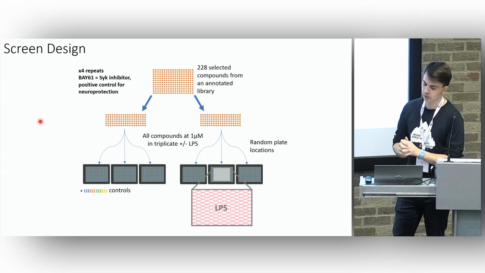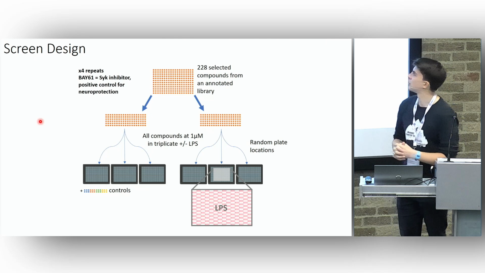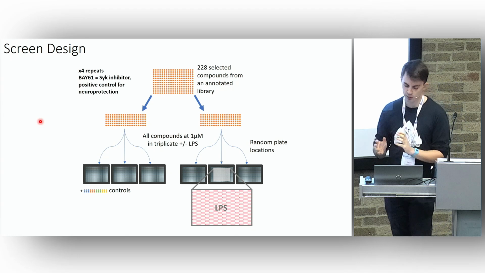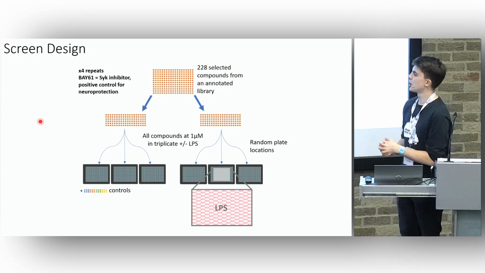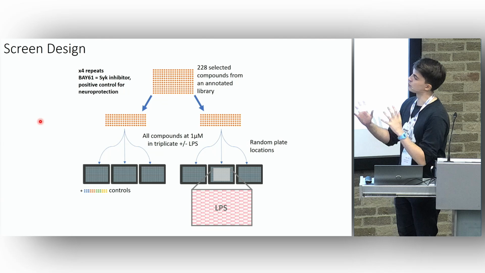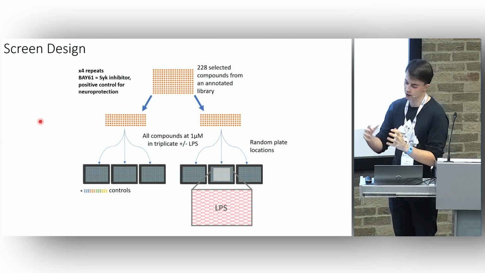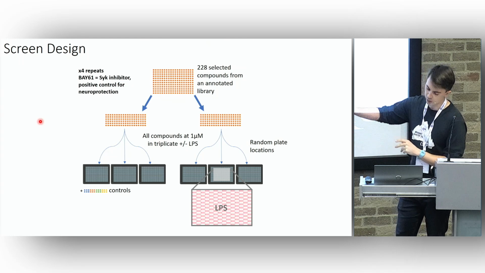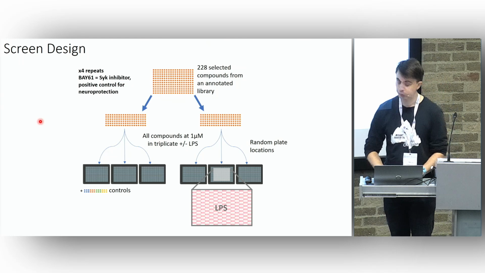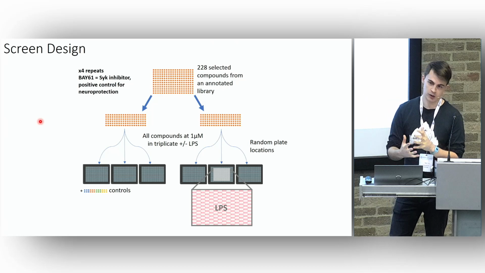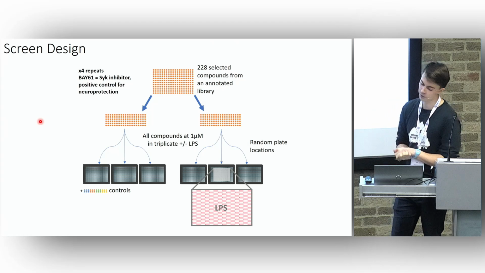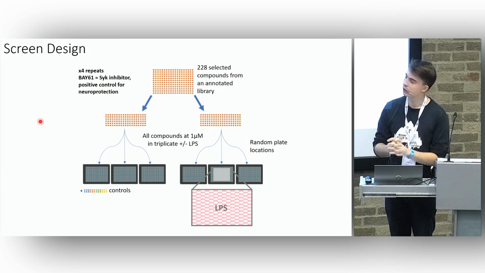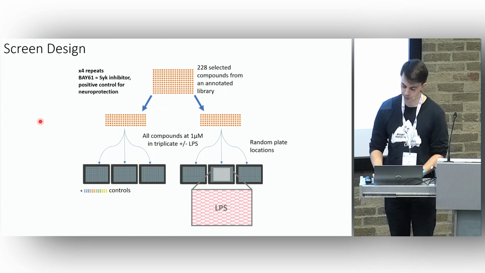So we selected just over a couple hundred compounds from this library, and tested all of them at a single dose, 1 micromolar, in triplicate, plus or minus our inflammatory stimulus, using randomized plate layouts to limit plate effects and edge effects. The LPS was in a checkerboard pattern again for the same reasons. Then we did this all 4 times, with separate preparations of primary co-cultures from separate litters of rats. The negative control was DMSO, and the positive control, as I mentioned, was that Bay61 compound.